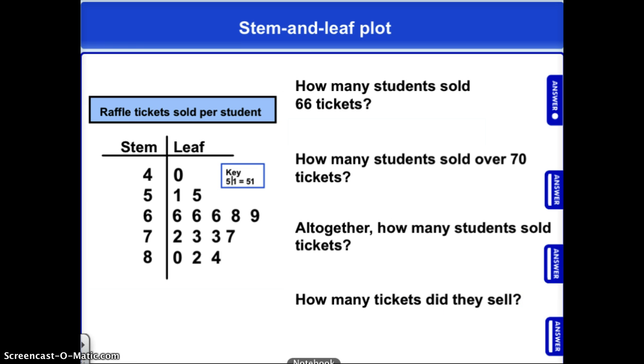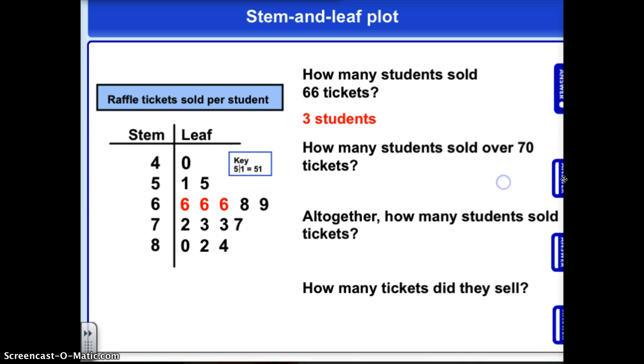Hit pause and answer the questions that you see on the screen. How many students sold 66 tickets? The answer should be 3. How many students sold over 70 tickets? So here's your 7. You would count from 7, and you see 4 in the 70s column and 3 in the 80s column. Therefore, your answer should be 7.